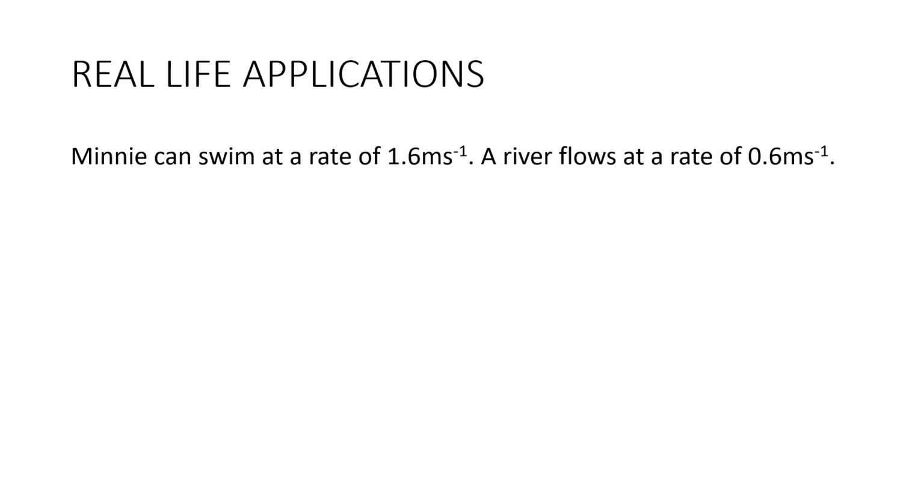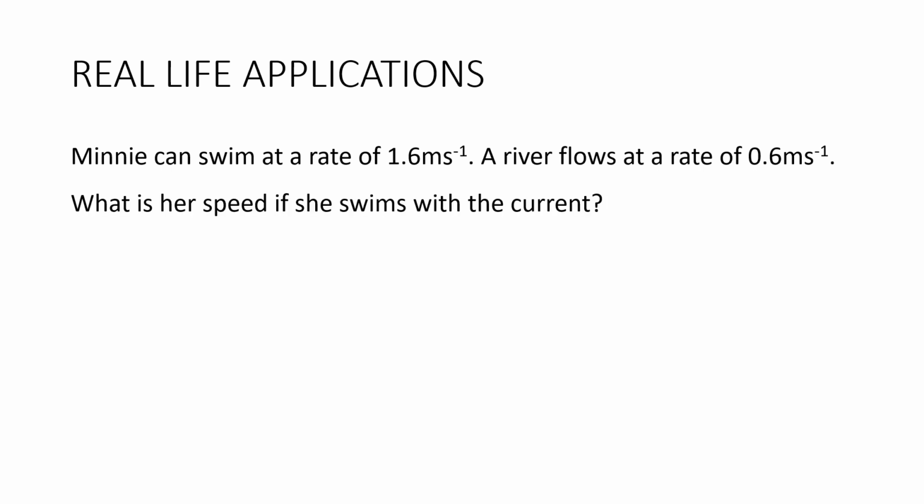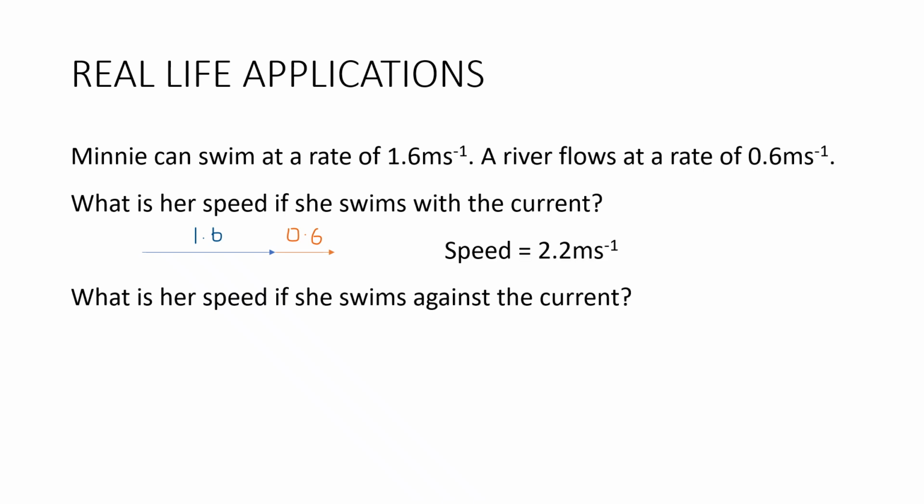Minnie can swim at a rate of 1.6 meters per second, and a river flows at a rate of 0.6 meters per second. What is her speed if she swims with the current? Now, the best way to do these questions is to draw a diagram. Here's Minnie's rate that she swims at, and here's the river. And because they're both in the same direction, we can add those two vectors together, and so her speed is 2.2 meters per second.